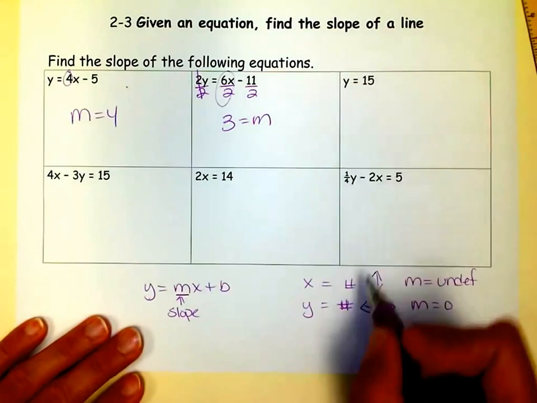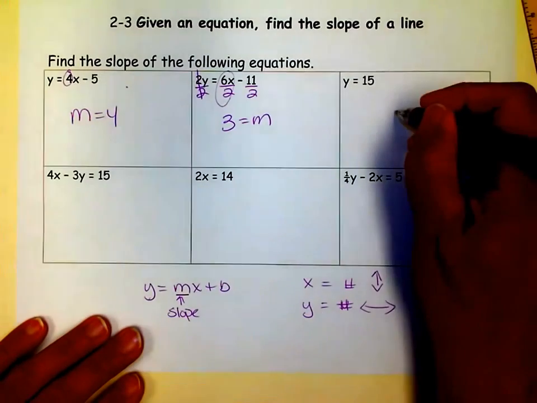Y equals, I only have a y, so remember, that's a horizontal line. My slope is 0.